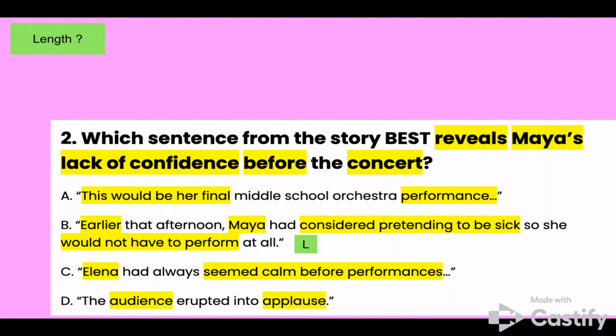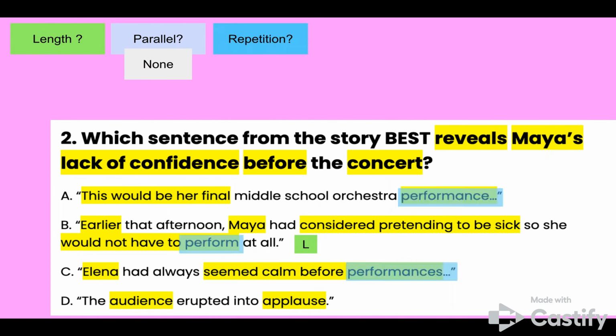This one seems to be longer. Now, the thing with the length is it's not always the right answer necessarily, but it could be, because usually if it's longer, it has more detail. So the question is, is it factually correct? Parallel, no. Repetition, we have performance, perform, performance.